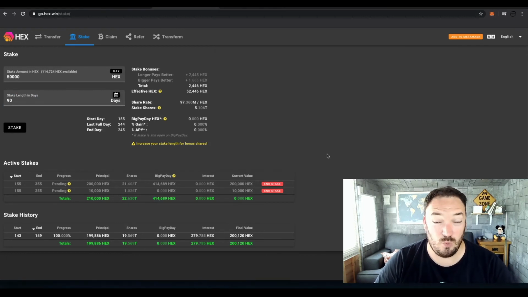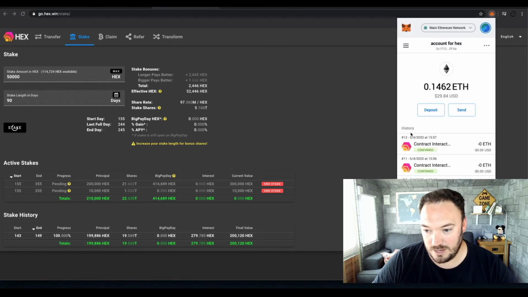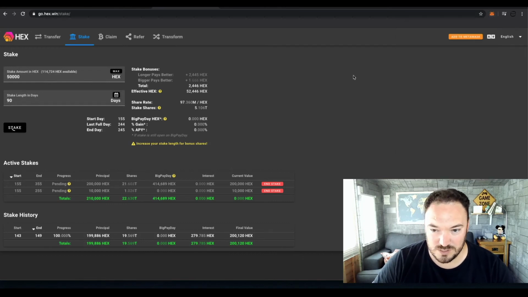I recommend that you wait for it to confirm before you start refreshing the page or going off and doing other sites, because I did that the other day. It didn't mess anything up, but what happens is this refreshes and it's still happening in the background. So you have to wait for MetaMask to, there you go, it says confirm there, but you have to wait for it to properly confirm.